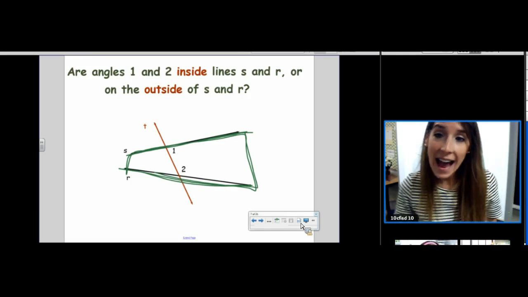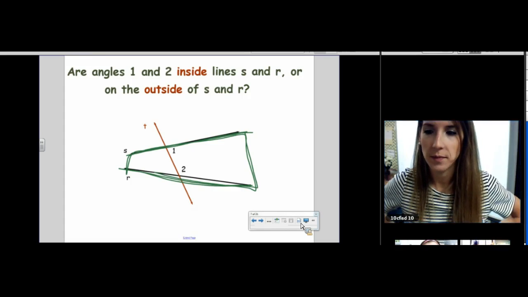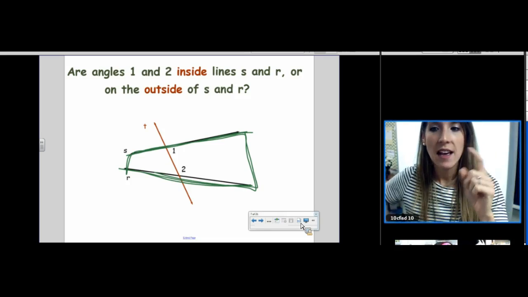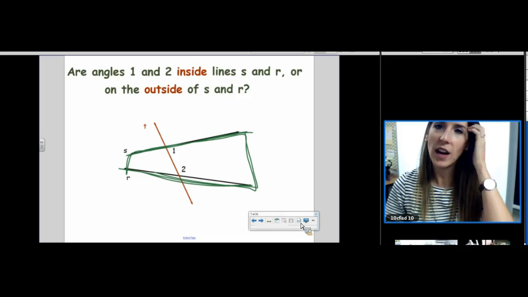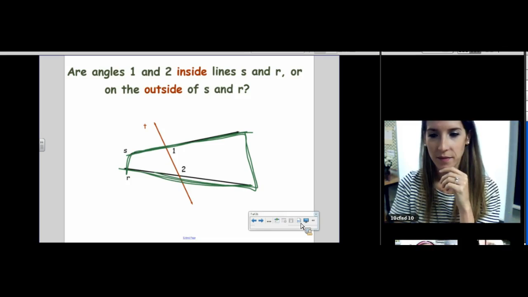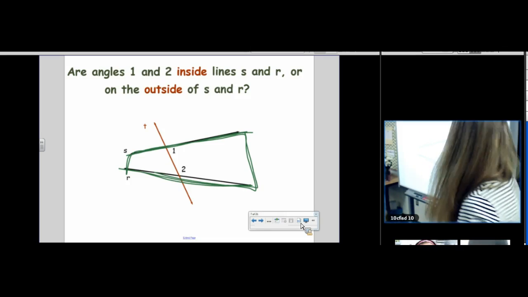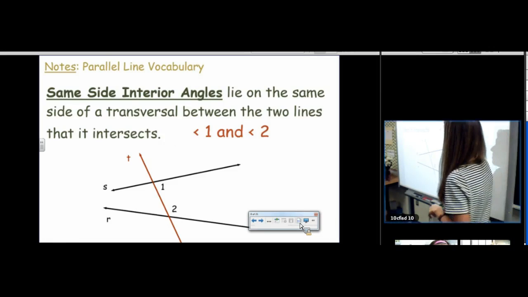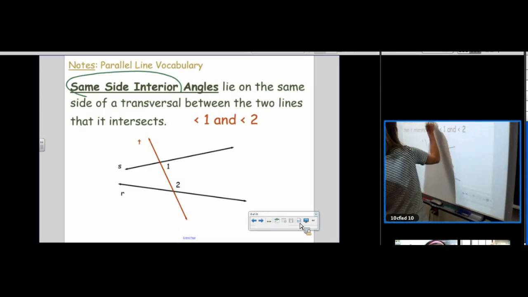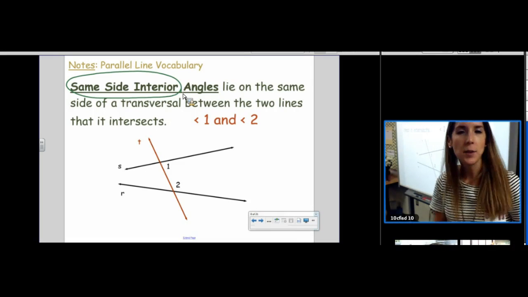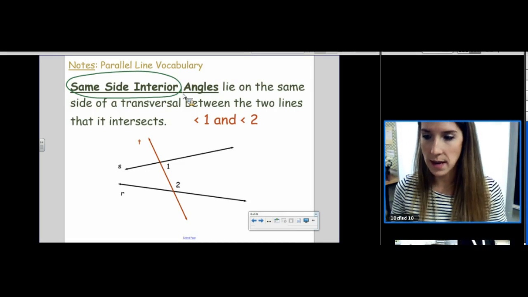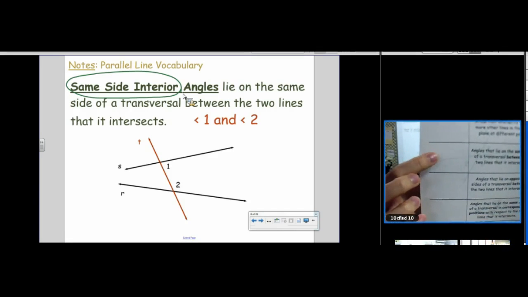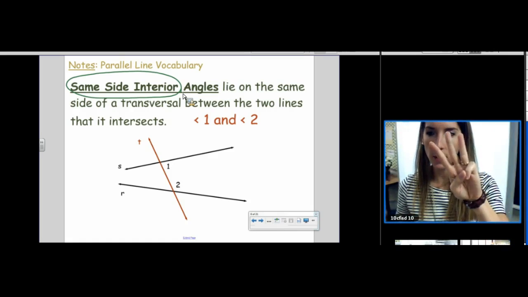Would they be inside the house or outside the house? They'd be inside. So they're on the same side of T, and they're inside. What's another word for inside? A more formal word. Yes, interior. So this is your next word on your sheet. The next word is same side interior. You don't have to write the word angles if you don't want to because they're all going to be angles. That's up to you. But you're writing same side interior right there in spot number 3.